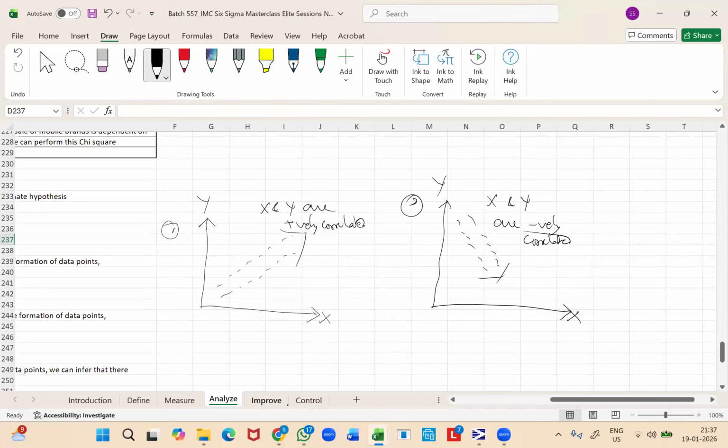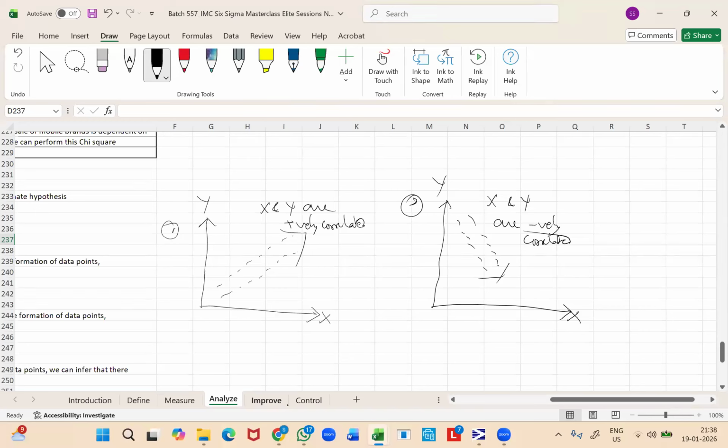So what do you mean by negative correlation? X increases, Y will decrease, or X decreases, Y will increase. So both these variables will move in the opposite direction, right? So X is moving in a particular direction, the Y will move in the opposite direction, right? Then in that case, we will say that both these variables are negatively correlated. So what are the examples we can give for negative correlation?